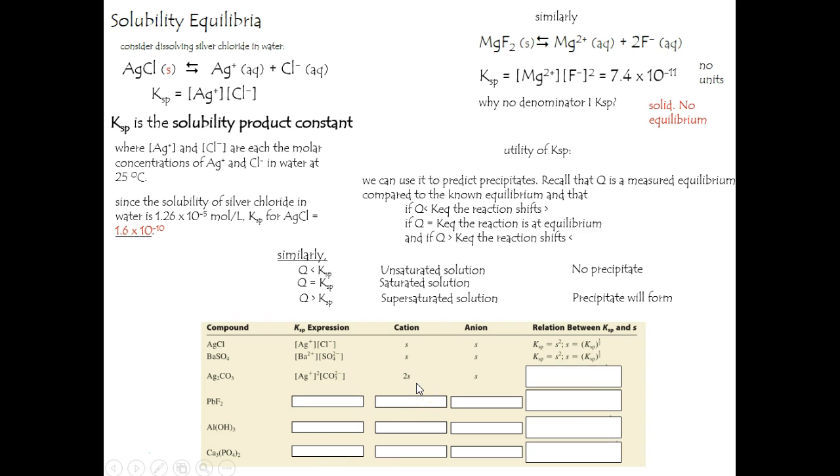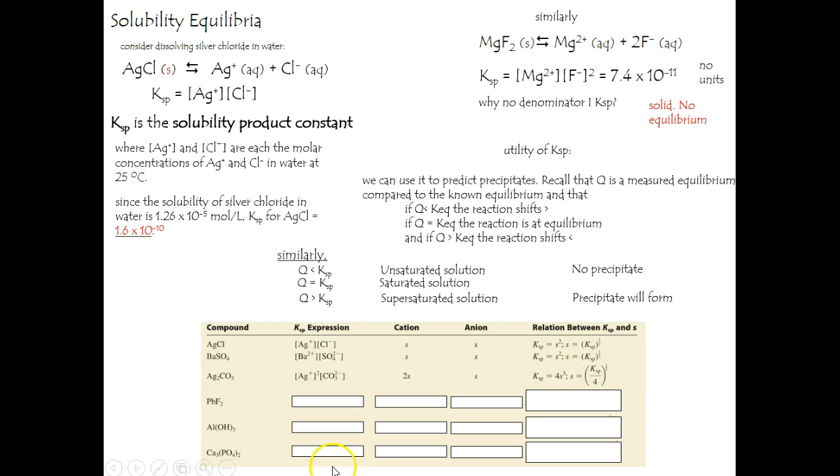A lot of people mess this up. 2s quantity squared is not 2s squared. 2s quantity squared is 4s squared. And 4s squared times S equals 4s cubed. So that's how you're going to get Ksp from S. We can't call S the concentrations because 2s is the concentration of the cation. We're just going to call it S. And if that is true, we could take the cube root of 1/4 of the Ksp to find out S. Makes sense? They just did a mathematical rearrangement.